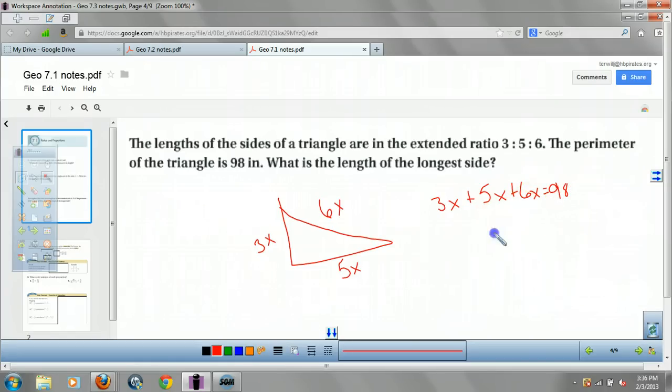Okay, so we get 14x equals 98. So x equals 7. So I go in over here and plug it in, because I'm looking for just my longest side. 6 times 7 is 42. And therein lies my answer. Okay.